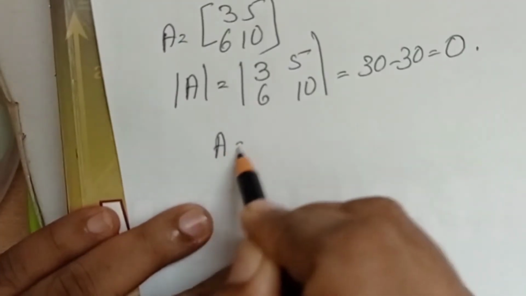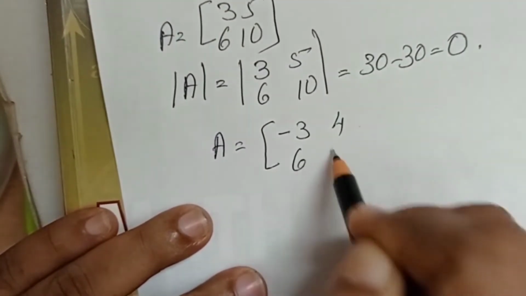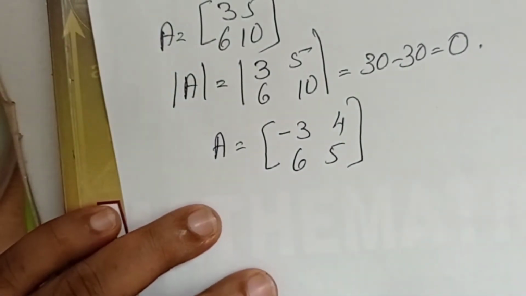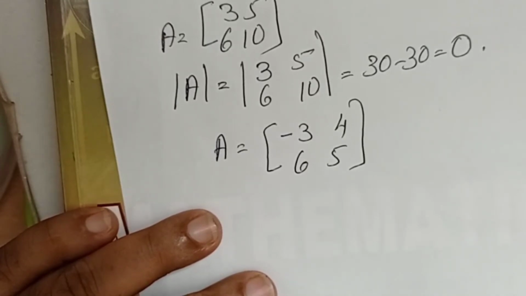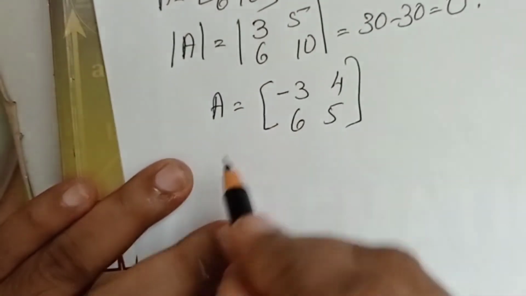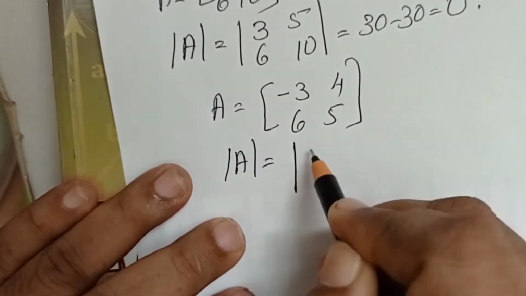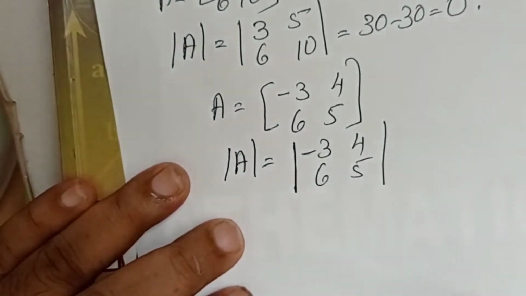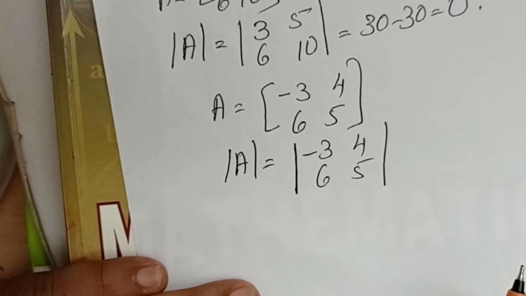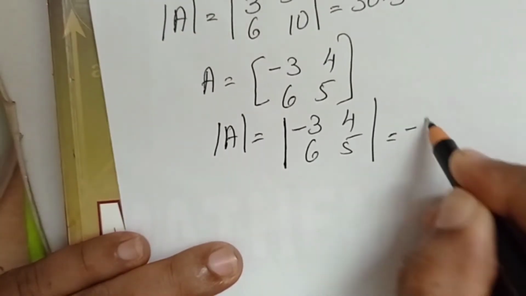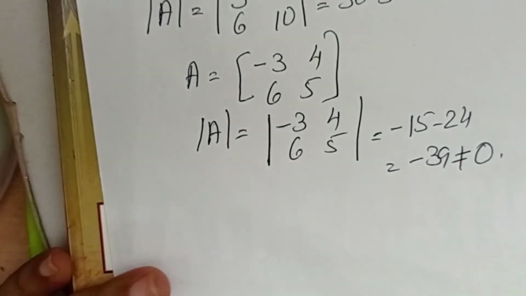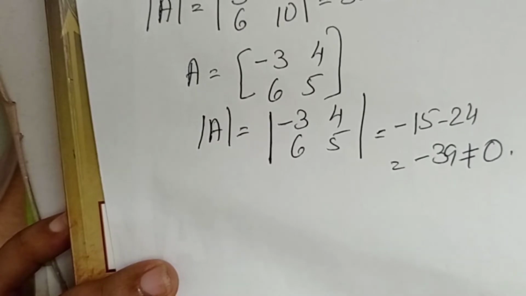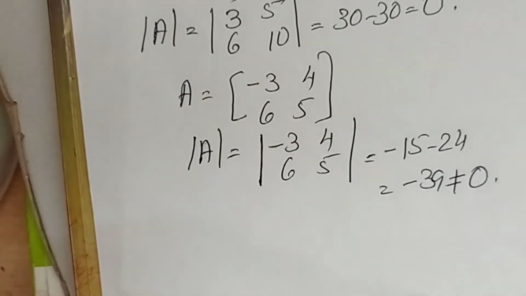A equal to the matrix minus 3, 4, 6, 5. Here the chapter heading is matrix, not determinant. But when we check whether it is singular, we find determinant A. Put that in determinant form: minus 3, 4, 6, 5. The matrix has no value as such; when we convert that matrix into determinant form, then only it has a value. What is the answer? Minus 15 minus 24. The answer is minus 39. That is not equal to 0, which means it is non-singular.